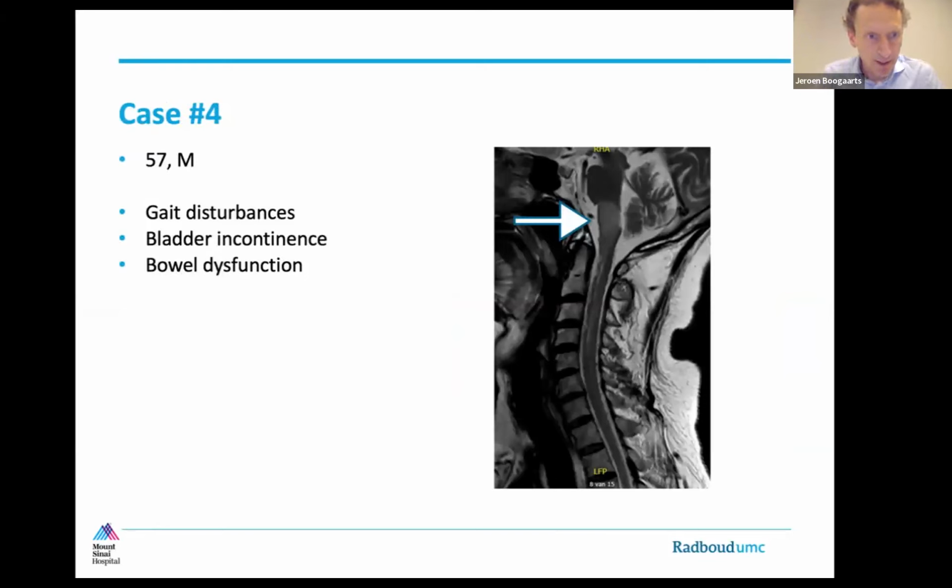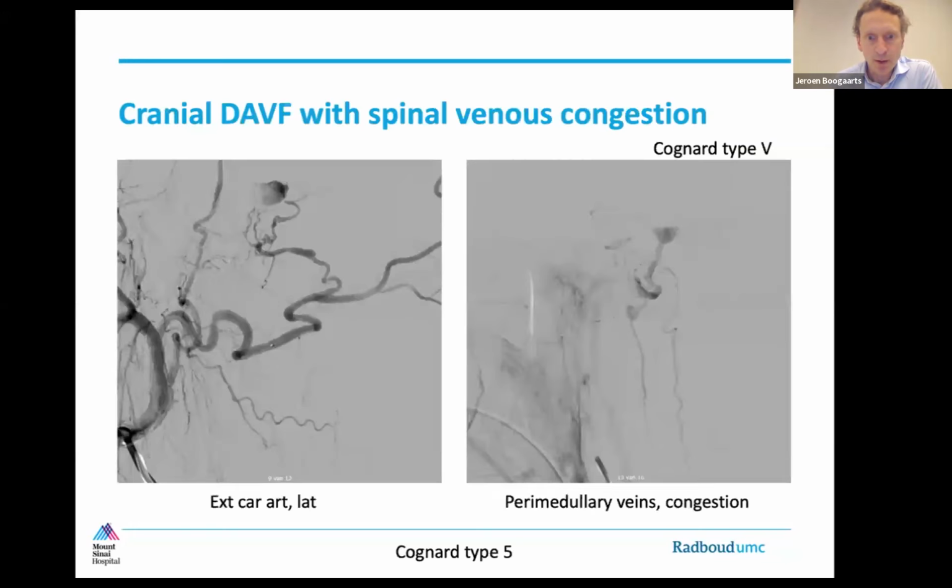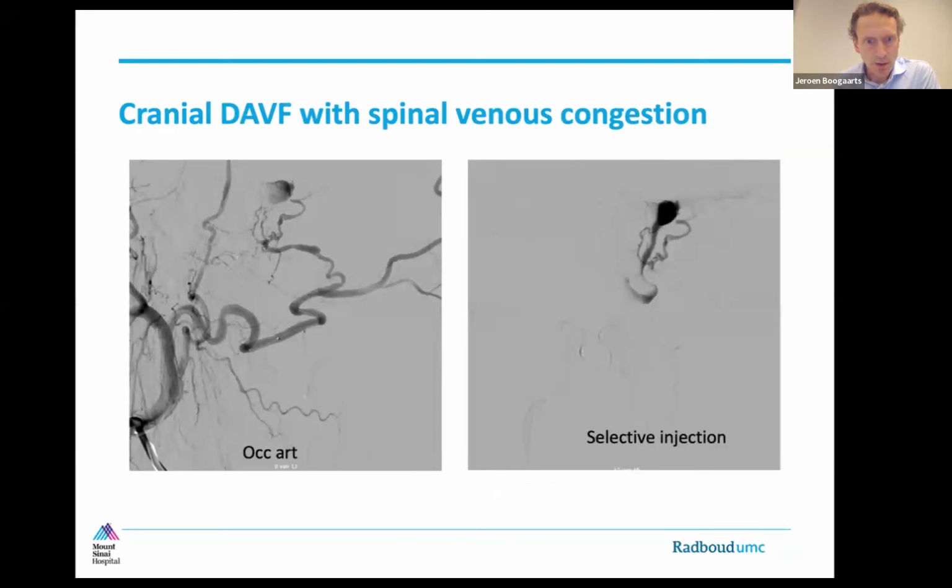So here, another case, a male patient, 57 years old, with gait disturbances, bladder incontinence and bowel dysfunction. And you see the lower mesencephalic hyperintensity and congestion. Doing the angiography showed that a branch from the occipital artery was fistulizing, and it gave congestion. You see the perimedullary veins, they are congested, and that is the cause of the symptoms.